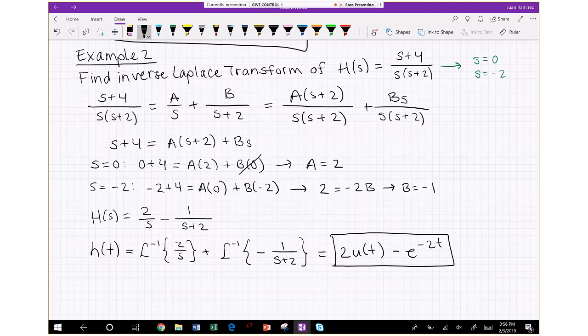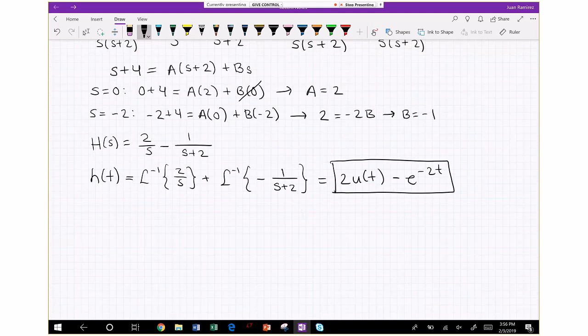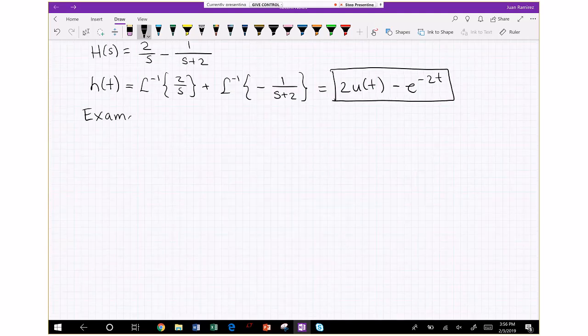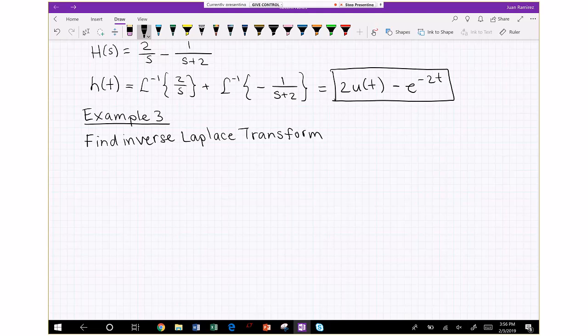Right, example 2, not too bad. We'll do a few more examples. Example 3. We're going to say find the inverse Laplace transform of F of s equal to e to the negative 4s times 1 over s plus 1.